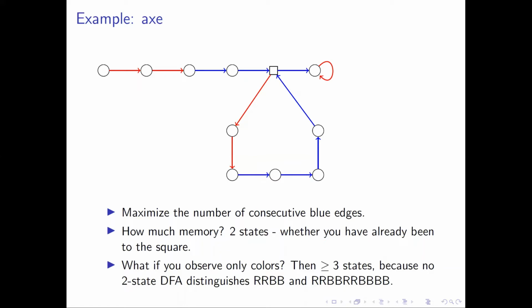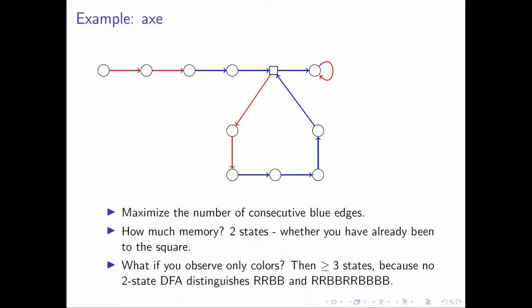And the previous solution doesn't work because the chromatic finite automaton cannot distinguish an edge which starts in the square node from other edges, right? Because it can distinguish edges only by their colors. So what can we do here with chromatic memory?